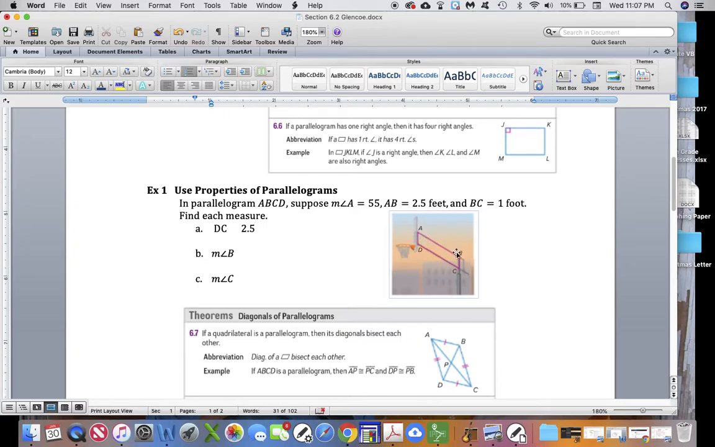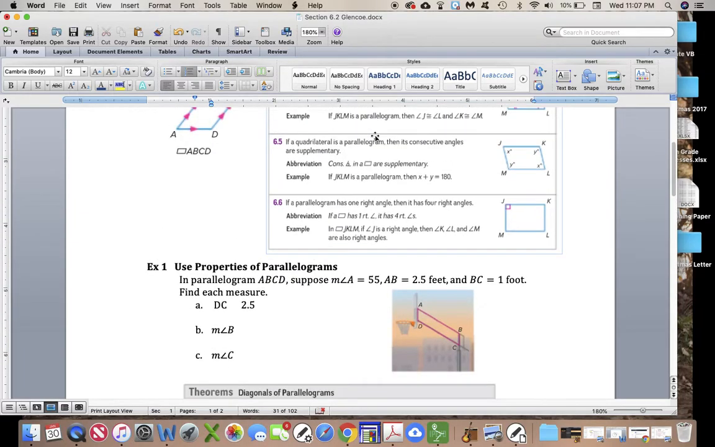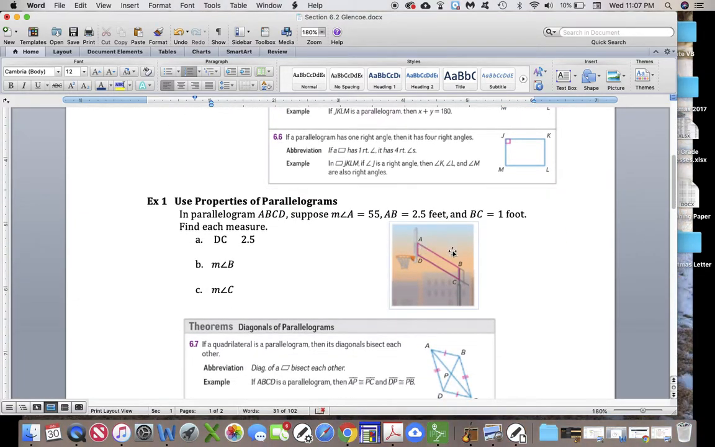No. B is going to follow this: consecutive angles are supplementary, because A and B are right next to each other. They're consecutive. So if A is 55, to figure out what B is, I'm going to take 180 and subtract 55, and that is 125 degrees. So angle B is 125.